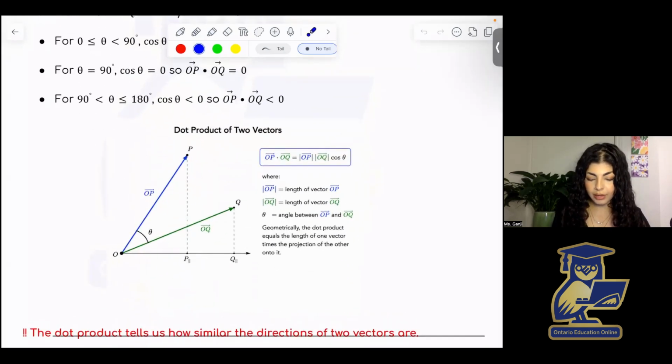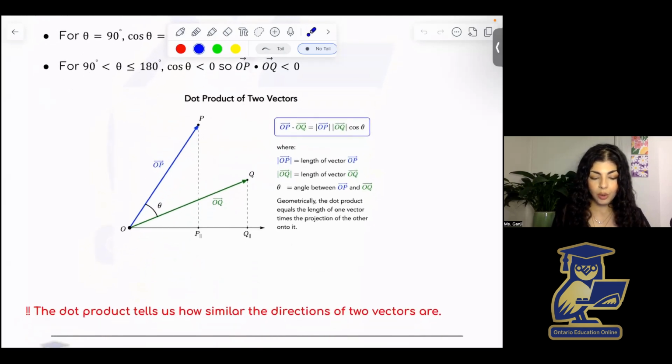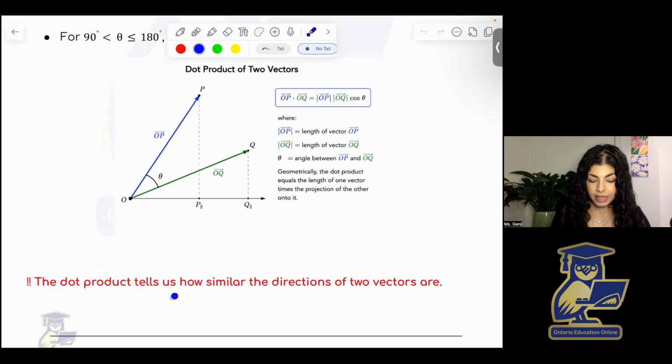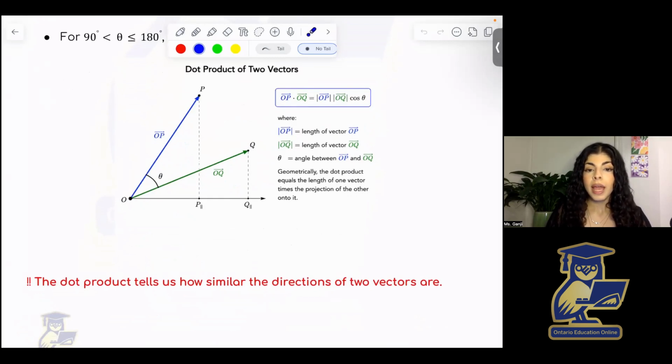Now let's see what this looks like visually. If we have vector OP here, and OQ here, and this is the angle theta between them, then the dot product of OP and OQ, which is defined as such, is actually telling us how similar the direction of the two vectors are. I've included a simulation for you on Google Classroom to see the dot product with different vectors. Hopefully that makes a little bit more sense.